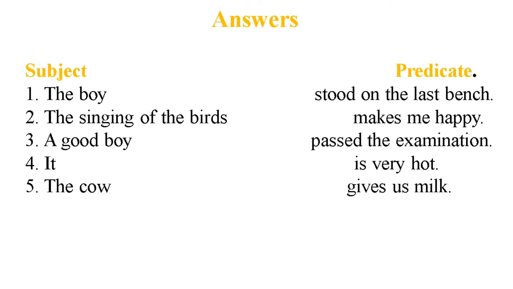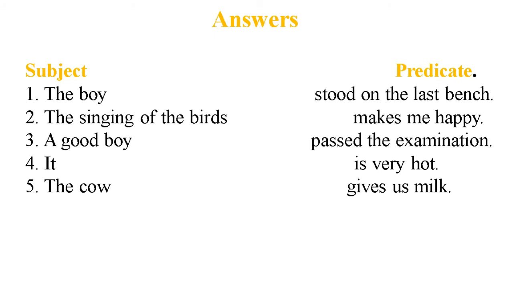So students, the answer to these sentences was, first sentence was, the boy stood on the last bench. The boy is the subject. Stood on the last bench is the predicate. The singing of the birds makes me happy. The singing of the birds, it's a subject. Makes me happy is the predicate. A good boy passed the examination. A good boy is a subject. Passed the examination is the predicate.